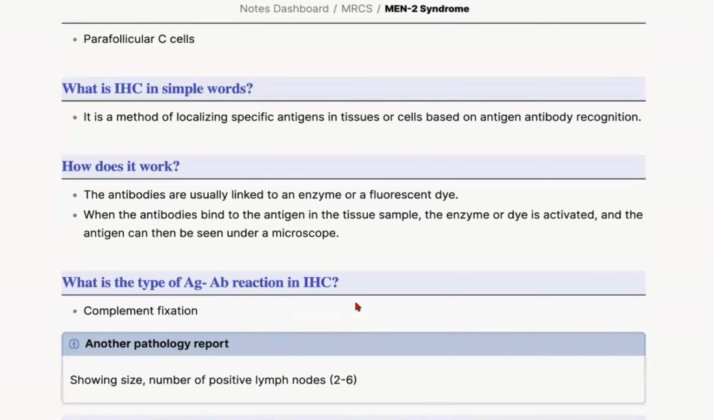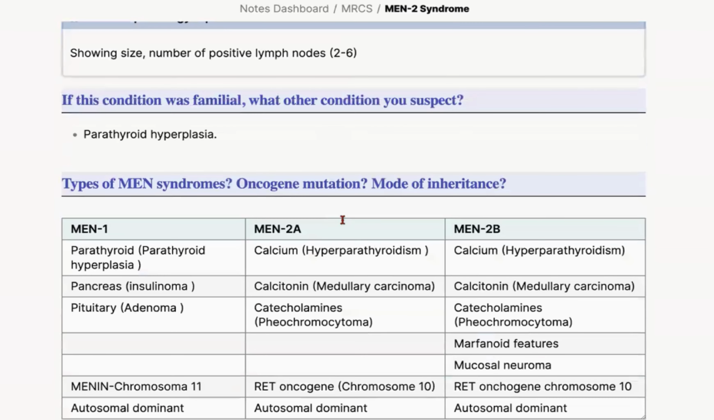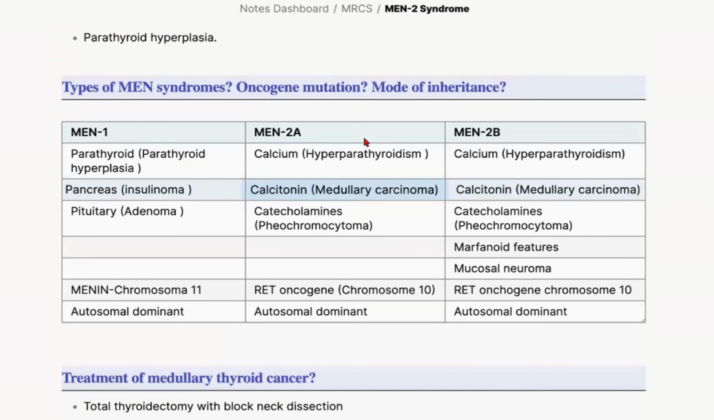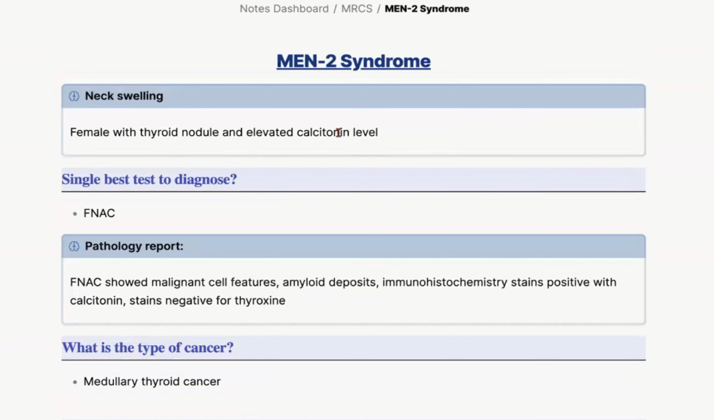Anyways, antigen-antibody reaction, not complement fixation, but otherwise I think the rest of the questions were very well done. It's a straightforward scenario. You can make it difficult for yourself if you start trying to give difficult answers, but just give direct answers to the points, and that's pretty much it.